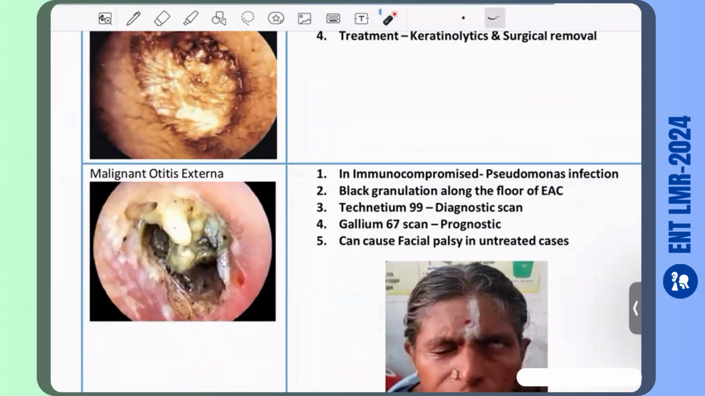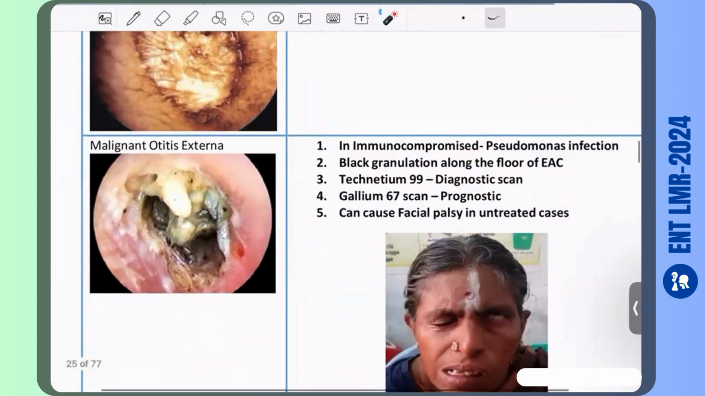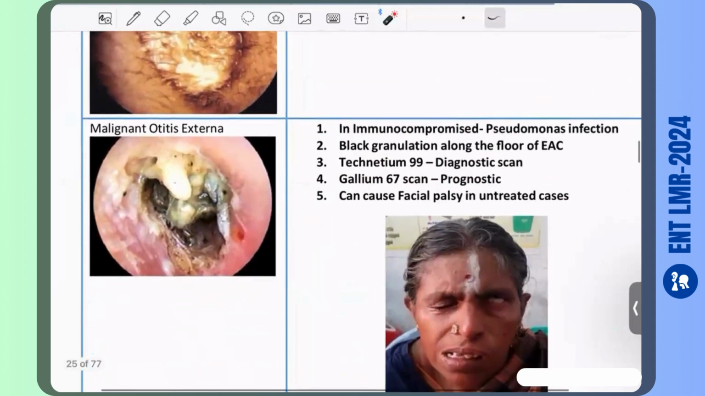Malignant otitis externa: an immunocompromised patient with Pseudomonas infection. There is black granulation along the floor of the external canal. So that is called malignant otitis externa. Pseudomonas infection, uncontrolled type 2 diabetes, with facial palsy. It is malignant otitis externa.